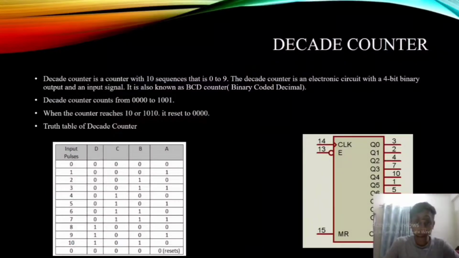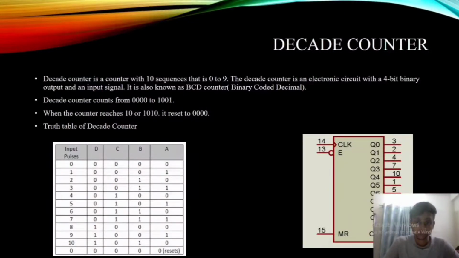Digit counter. A digit counter is one that counts in decimal digits rather than binary. A digit counter is a counter with 10 sequences, that is 0 to 9. The digit counter is an electronic circuit with a 4-bit binary output and an input signal. It is also known as a BCD counter. The digit counter counts from 0000 to 1001. When the counter reaches 10 or 1010, it resets to 0000.